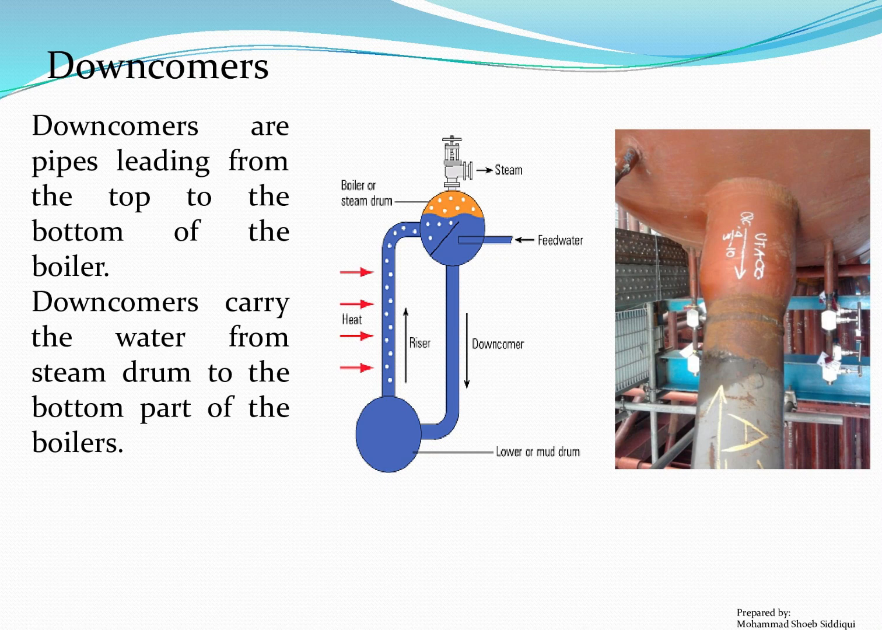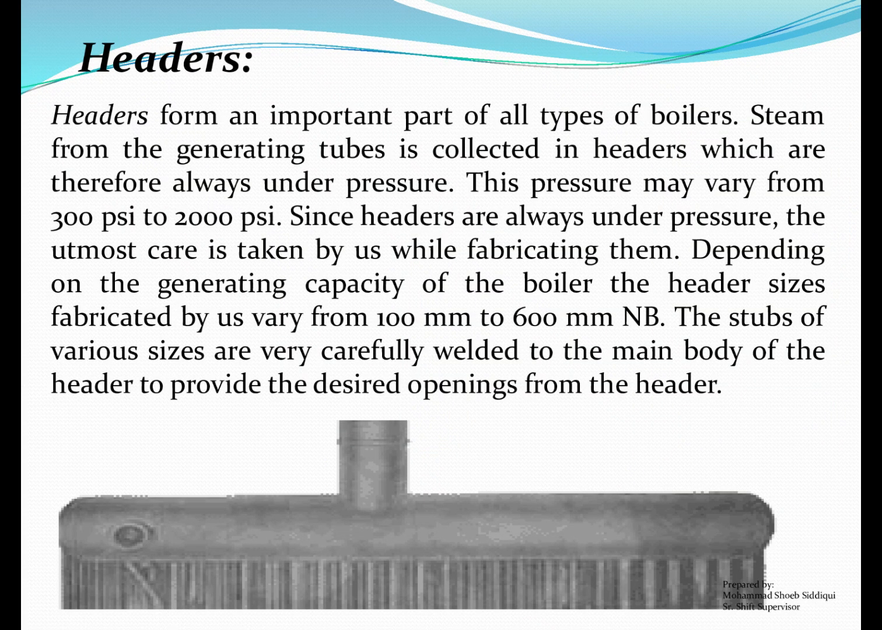Downcomers. Downcomers are pipes leading from the top to the bottom of the boiler. Downcomers carry the water from the steam drum to the bottom part of the boiler. Headers. Headers form an important part of all types of boilers. Steam from the generating tubes is collected in headers, which are therefore always under pressure.